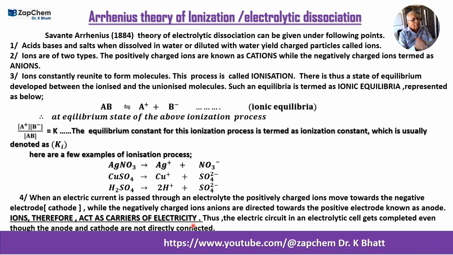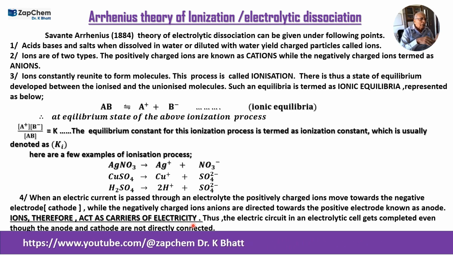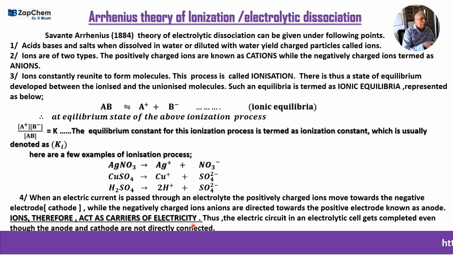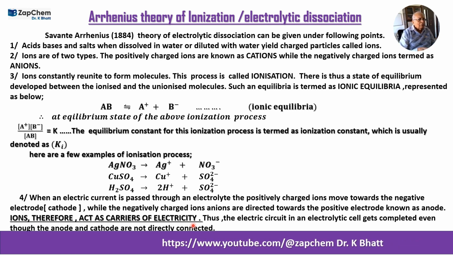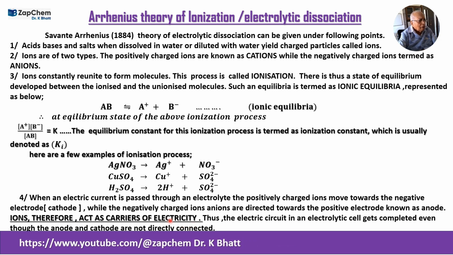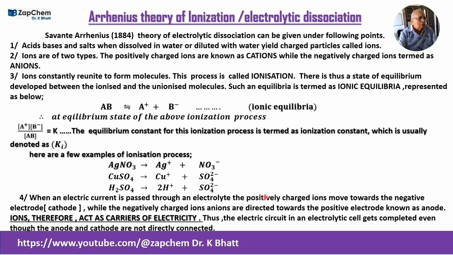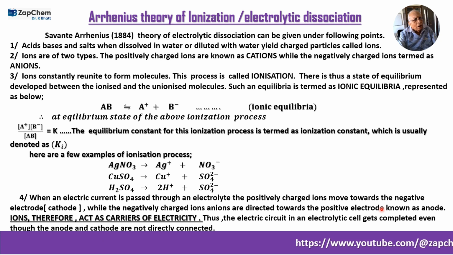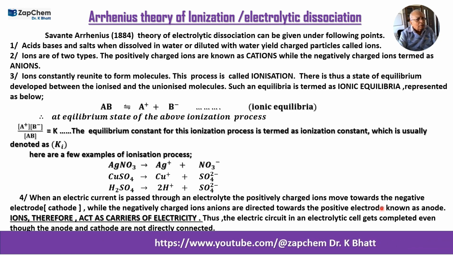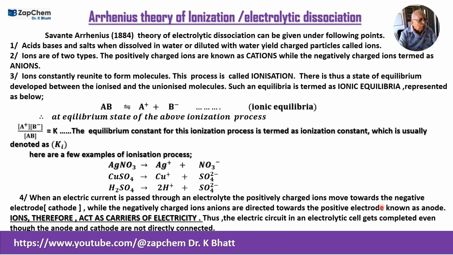They come in contact with the cathode. Negatively charged ion comes in contact with the positive electrode, cat to cat, and anion to anode, and they give up their charge. Therefore, this way the electric circuit is complete, and when the charge is given out, it becomes an atom and it gets deposited, or if it is a gas, it gets liberated at the respective electrode, maybe a cathode or anode.